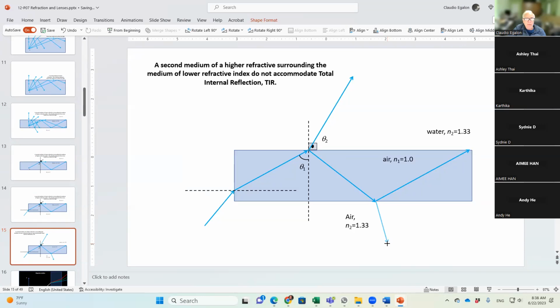No matter what the angle of incidence is, you can have an angle of incidence that's very close to parallel, and the light is still going to refract towards the normal. That's the reason. So total internal reflection can only happen if you have a higher refractive index here and a lower refractive index here. That's why.